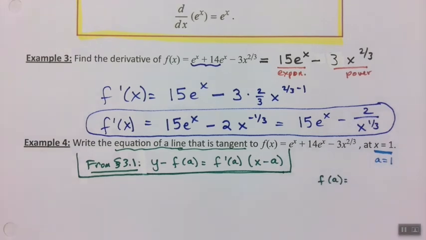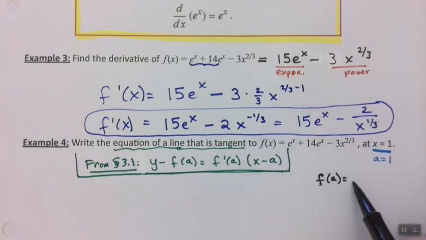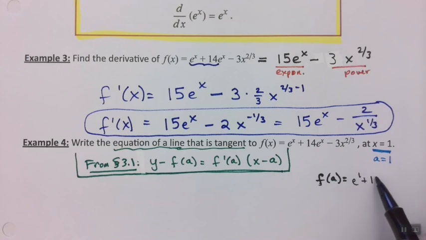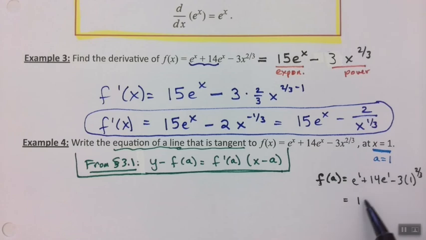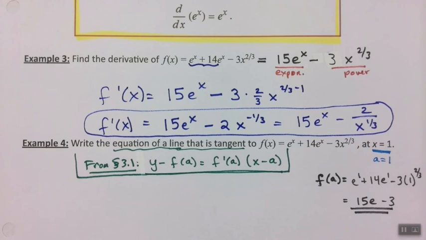F of a is equal to e to the 1, plus 14 e to the 1, minus 3 times 1 to the 2/3. But that would be 15e, I forgot about my simplification there, minus 3. Okay, so there you have it. I mean, that's an exact answer. So that's f of a right there. So that's what's going to go in right here. And then a equals 1 is going to go in right here.